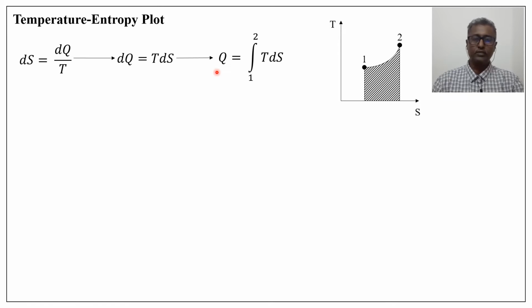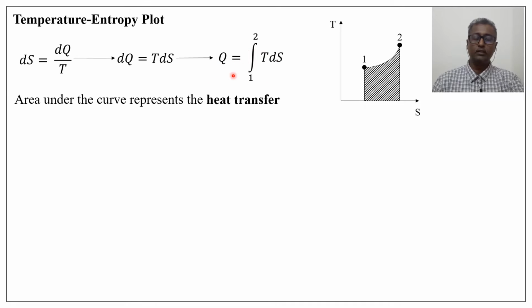Therefore, what we infer is that the area under the curve in a TS diagram represents heat transfer. We know the area under the curve in a PV diagram represents work transfer, whereas the area under the curve in a TS diagram represents heat transfer. In order to integrate this equation, we need to know the relation between T and dS.